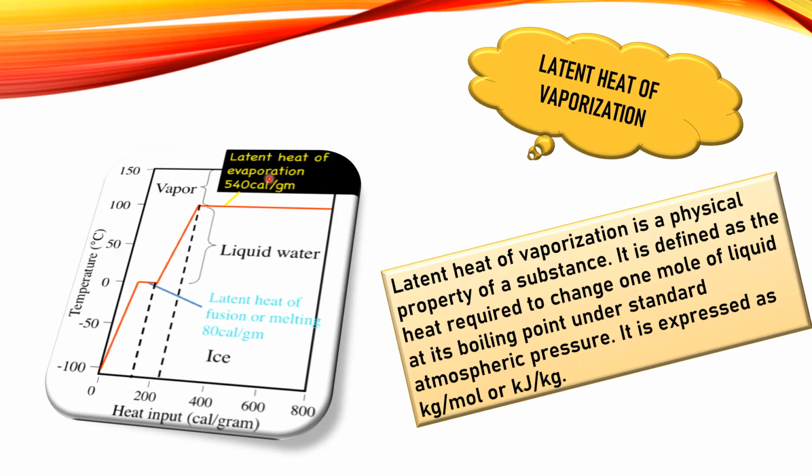See this graph. This is the latent heat of fusion or melting of water, that is 80 calorie per gram, and here it is the latent heat of evaporation, that is 540 calorie per gram. That means changes of various states of water have been shown over here. So when water transfers from liquid to vapor state, latent heat of evaporation or vaporization will be required.